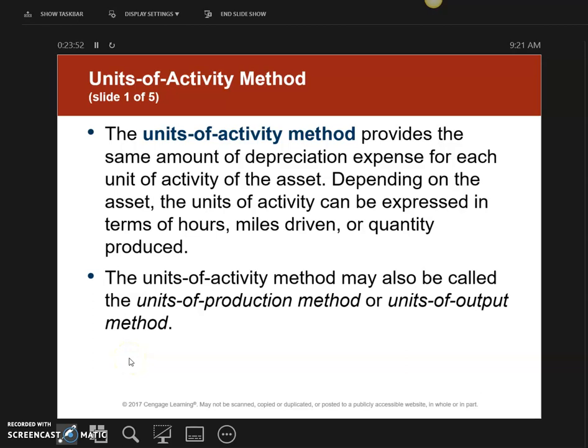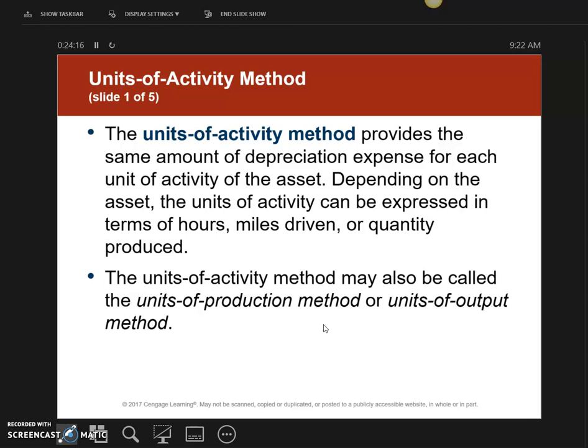We're now going to examine what we call the units of activity method for calculating depreciation. It's also called units of output or units of production, depending on what terms you're using. This method can only be used if you can actually count something. That means maybe my delivery truck has an odometer. I can count my miles.